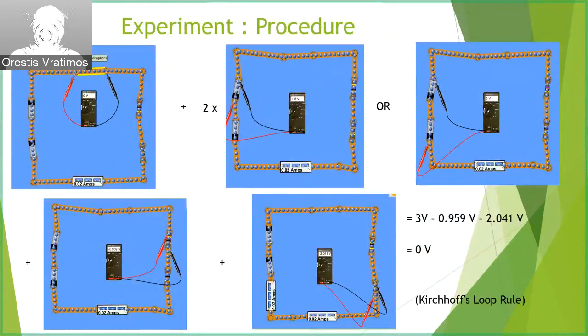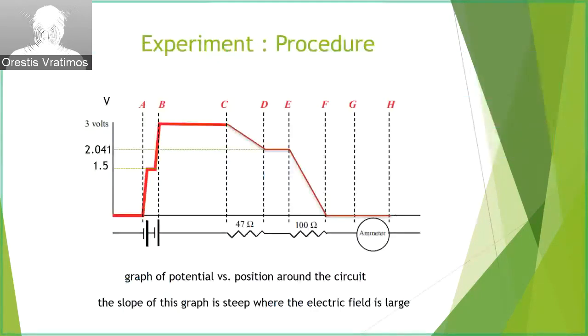Here we add up the potential differences of the circuit, and we see that we can measure either one battery or both of them. So 2 times 1.5 is 3 volts, and by adding them up, we can see that 3 volts minus 0.959 minus 2.041 from the two resistors, we get 0 volts, which is exactly what we want since we know Kirchhoff's loop rule. We see here the graph of potential versus position around the circuit, seeing that the slope of the graph is steep where the electric field is changed.